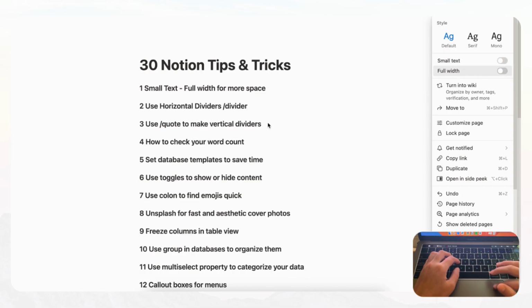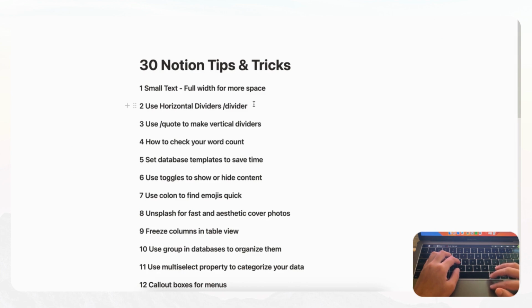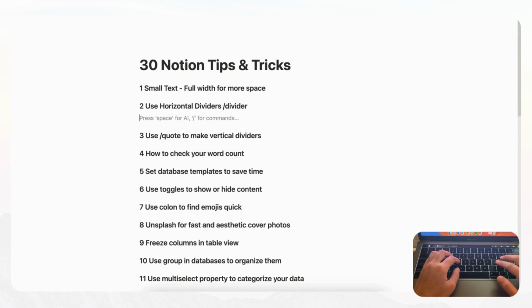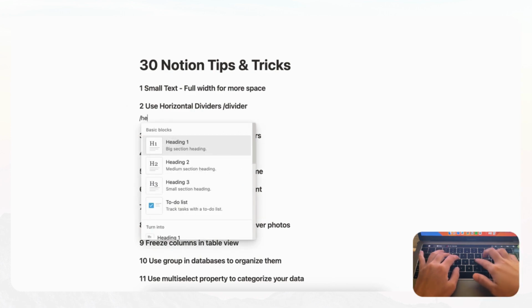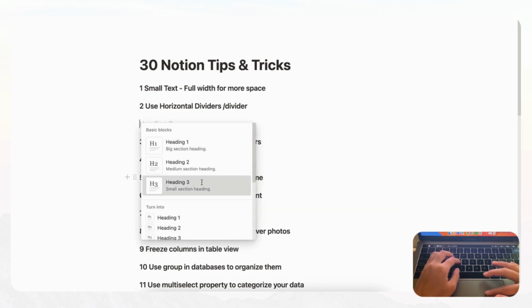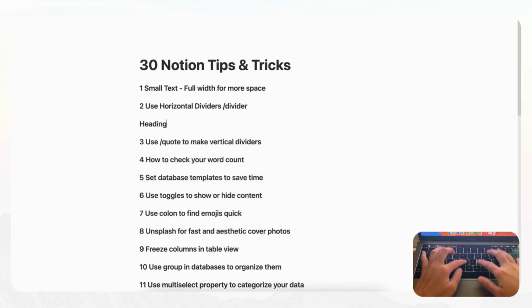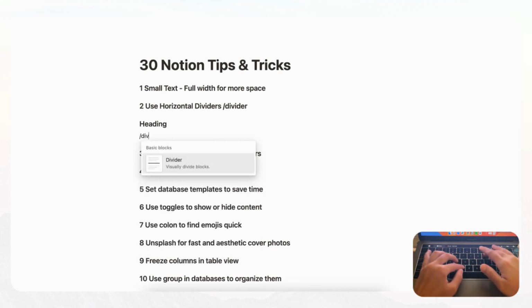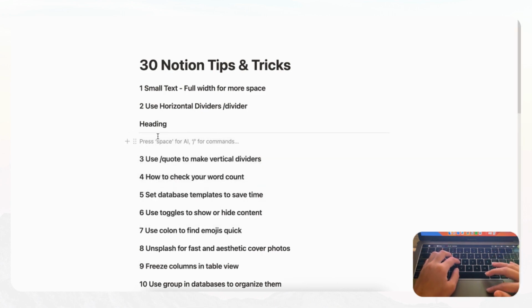So the next tip we have for you is to use horizontal dividers by typing /divider. And how we like to use this is especially for headings. So if we were to have a heading here, so /heading, and we had heading 3, we like to do /divider underneath like this so that it really clearly marks the headings versus the other text space. So we recommend using horizontal dividers like this.